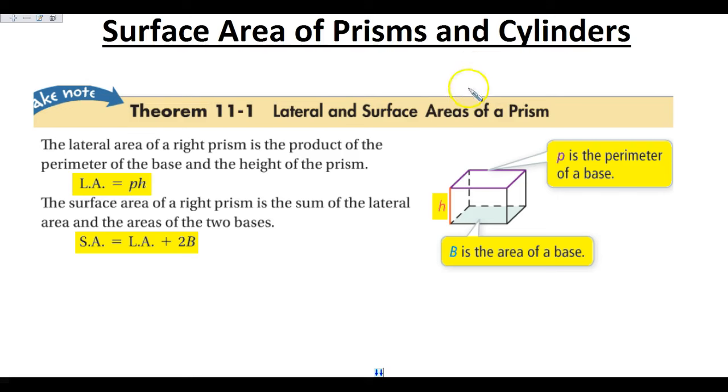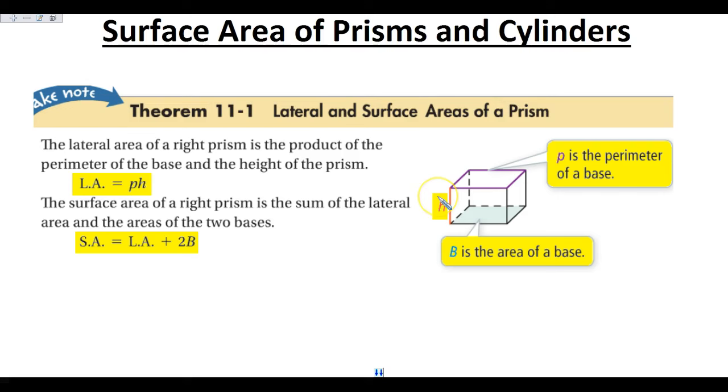What we're looking at is surface area. Basically, what surface area is, I take the area of every single side and I add them all together. That's all surface area is. It's just the area of all the faces of your figure. All right.